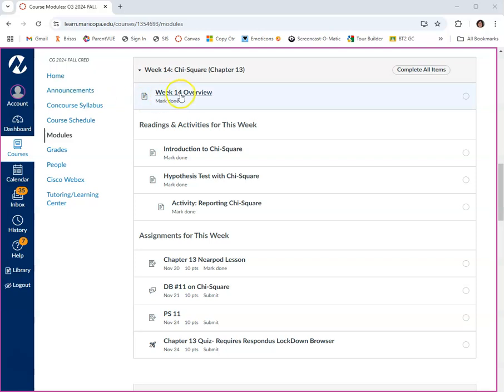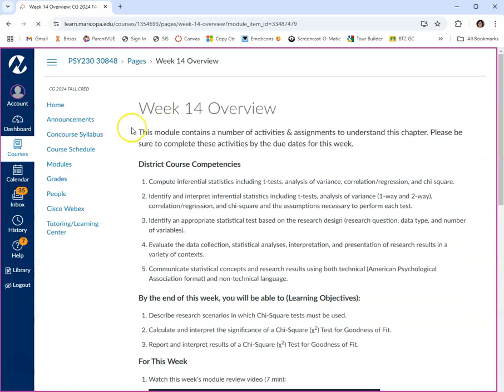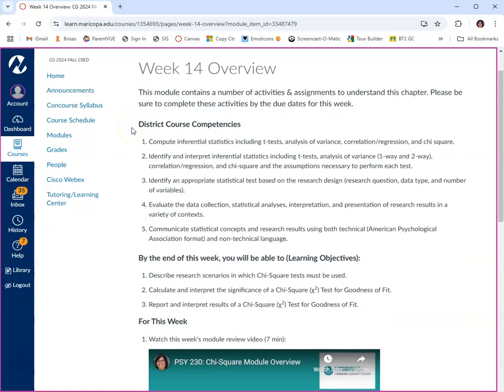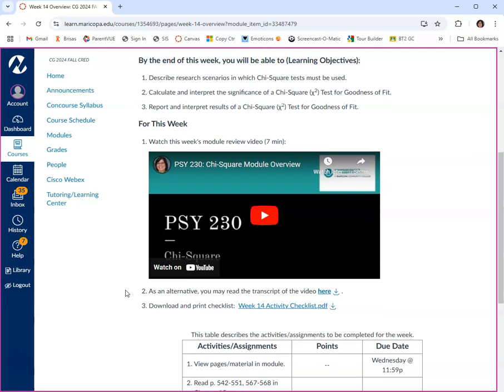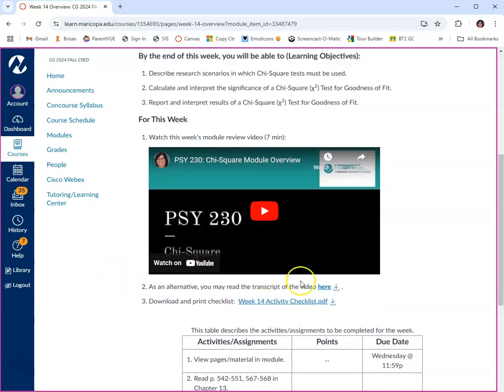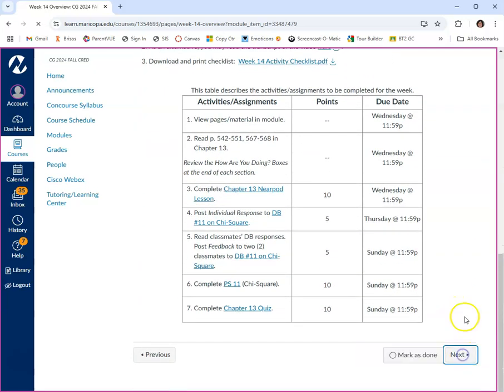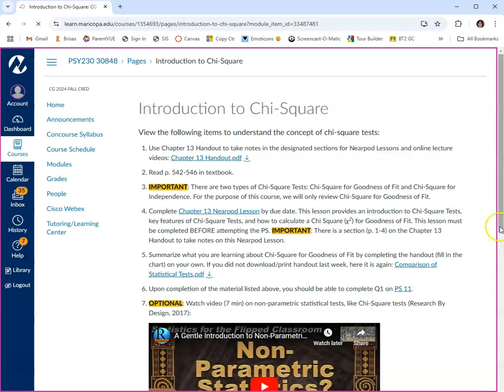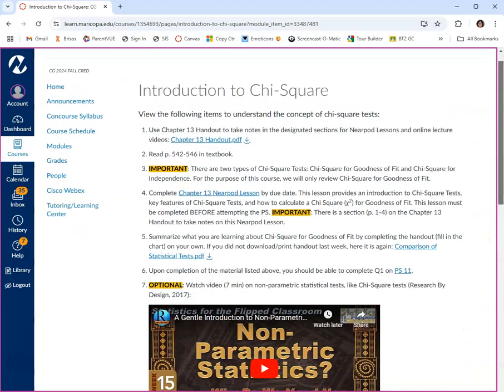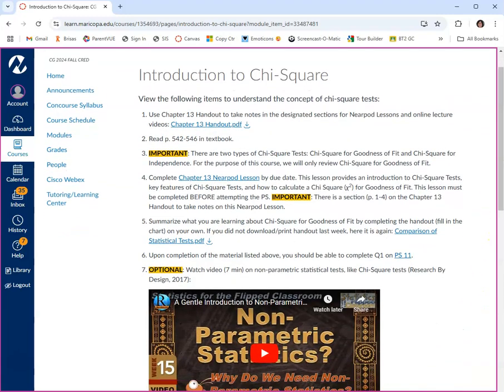So let's get started with this week's overview. By the end of this week, you'll be able to complete these district course competencies and learning objectives. For this week, please watch the module overview video and view this week's activity checklist here. There are 2 sections this week. The first section is Introduction to chi-square.